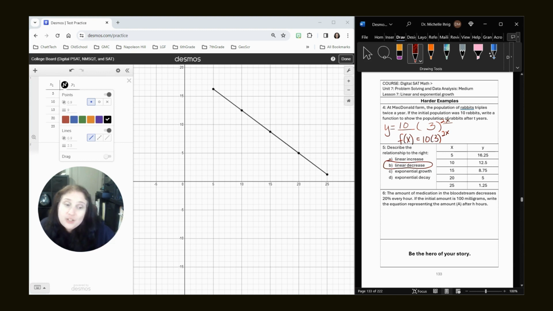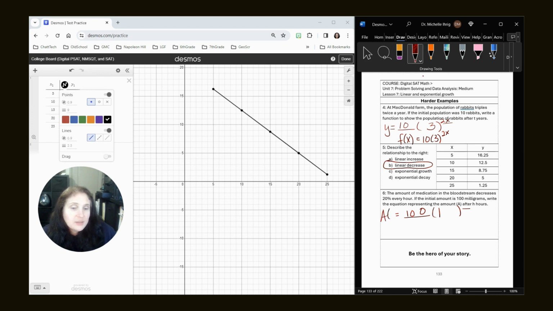The amount of medication in the bloodstream decreases 20% every hour. So because we have a percent, we know we're going to do our exponential function. So we've got y equals our starting value, and then it has a percent, so I'm going to put a 1 here. If the initial amount is 100 milligrams, write the equation representing the amount A after H hours.